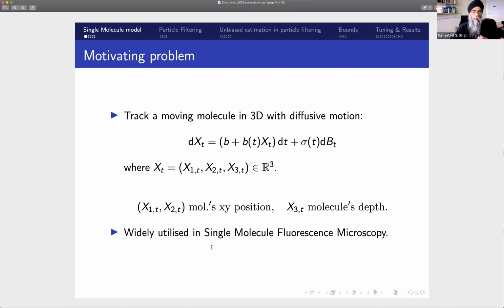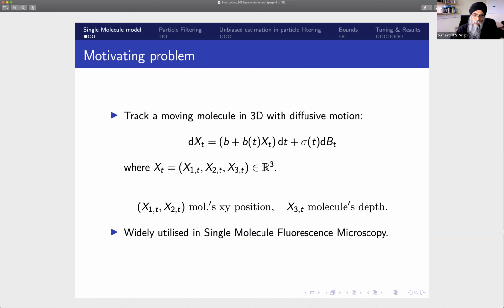But still there are quite a few difficulties when one deals with this model itself, although it carries the name idealized. So like I said, these molecules that are diffusing in the cell, these biomolecules that are tagged and fluorescing and diffusing, we assume that they have a 3D location and follow diffusive motion. So x_t here is a three-dimensional vector. The first and second components could be the xy location of the molecule on the surface of the cell, and the third component could be the depth of the molecule. These cells are 3D objects, and the molecule can reside at various depths in the cell.